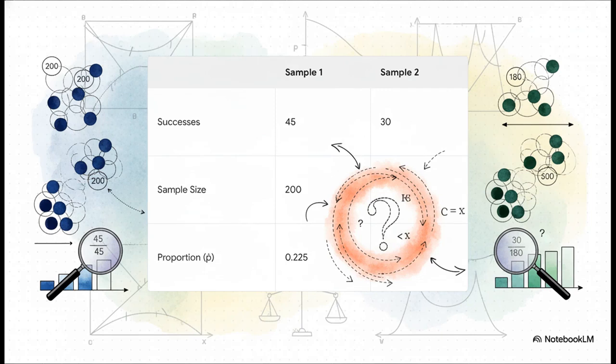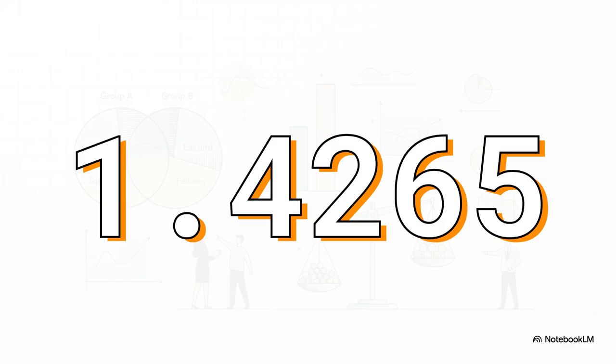Okay, let's plug in some actual numbers to see how this plays out. So in sample 1, we had 45 successes out of 200 people, which gives us a proportion of 22.5%. Sample 2 had 30 successes out of 180, which is about 16.7%. So yeah, we can clearly see a difference, but the question remains, is it a significant difference? So we take all that data, and remember that pooled estimate we talked about? We plug it all into our formula for the test statistic, we turn the crank, and out pops this one number, 1.4265. This is our z-statistic. Think of it as a single score that summarizes the entire story of the difference between our groups.